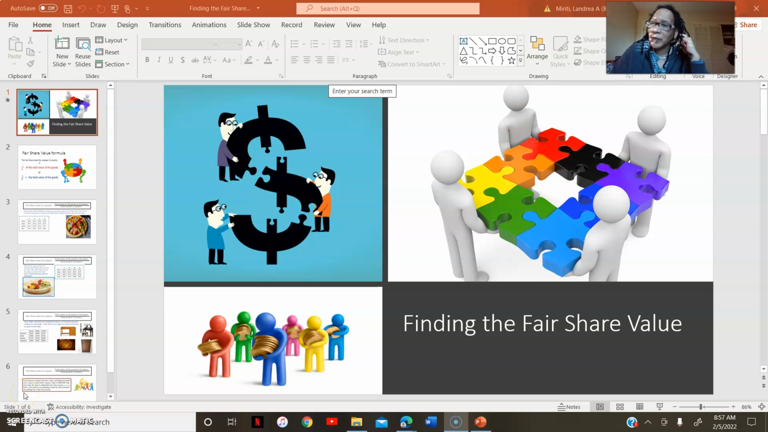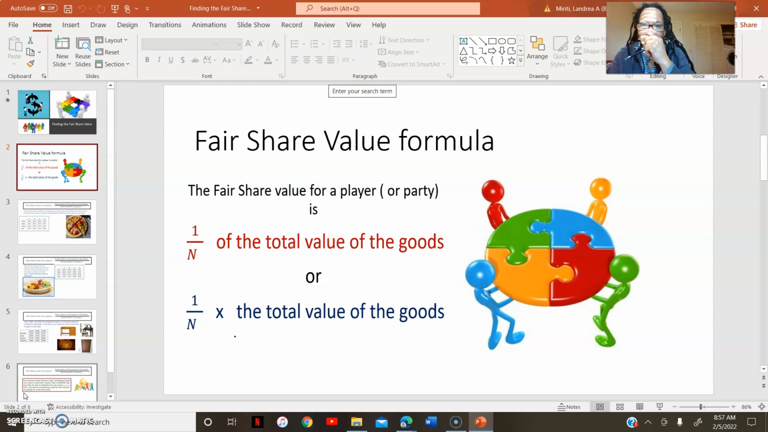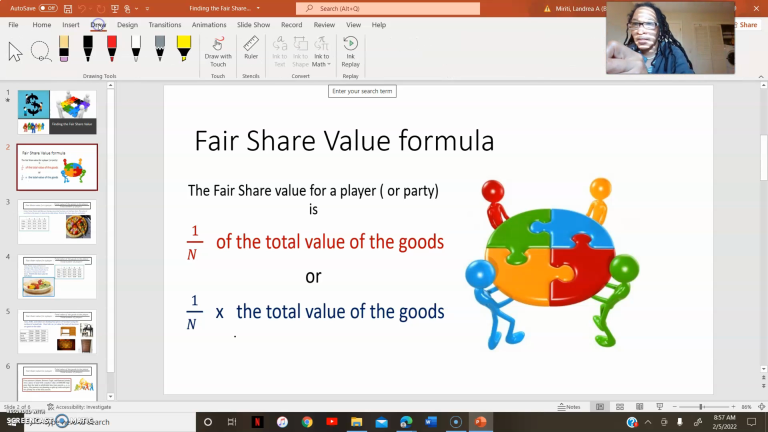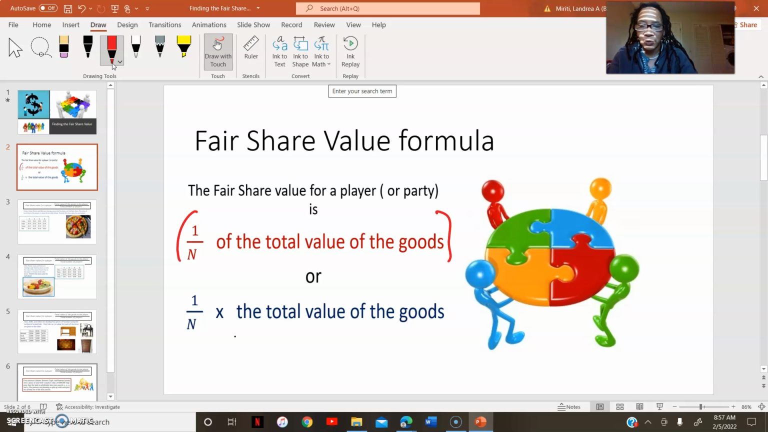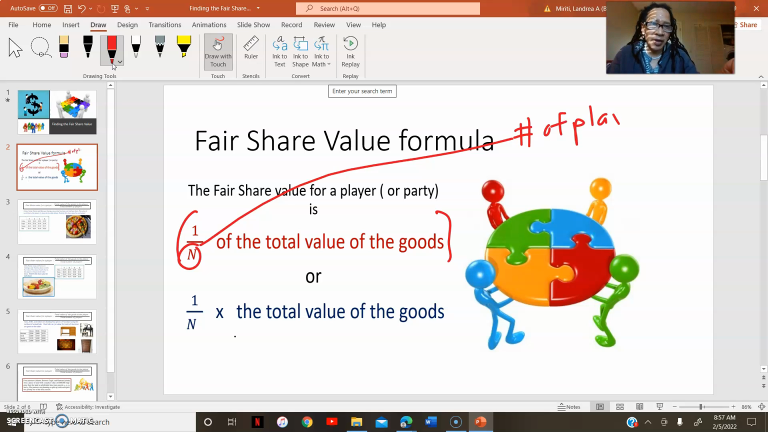Okay, let's talk about how we find the fair share value. There's a formula for finding the fair share value, and the formula is 1 over n of the total value of the goods. So you might be asking, what does n represent? N represents the number of players. That is the number of people sharing the goods. So for instance, in this little picture, it looks like there's 4 people sharing the goods there. So here, n would be equal to 4.